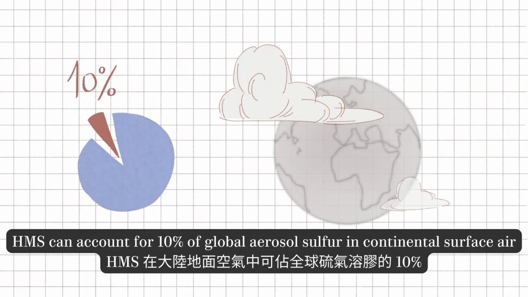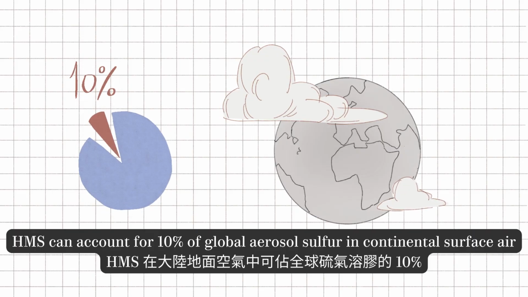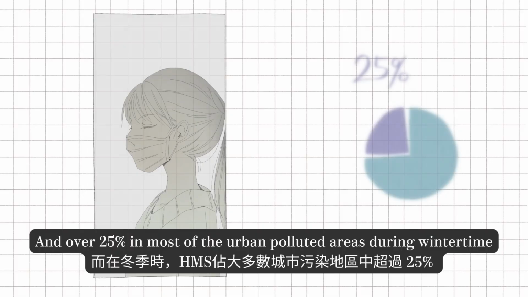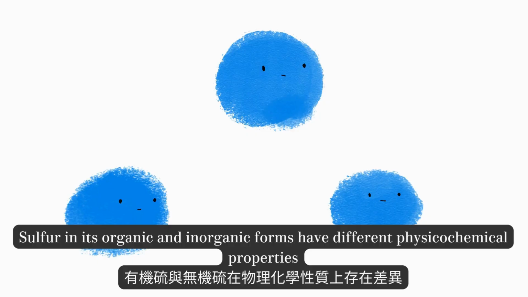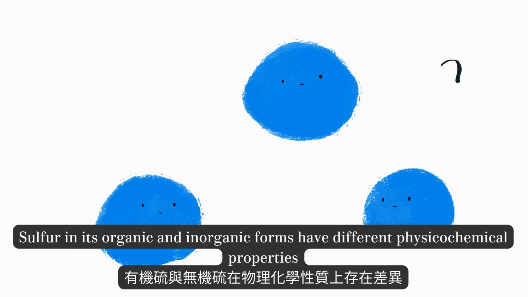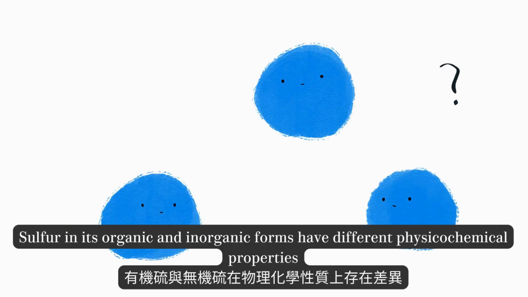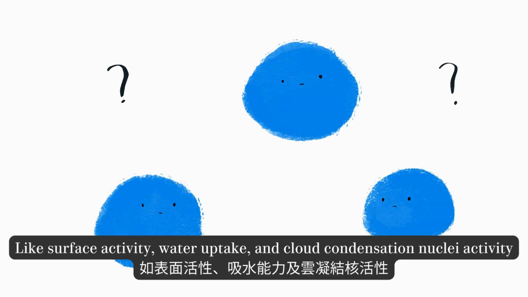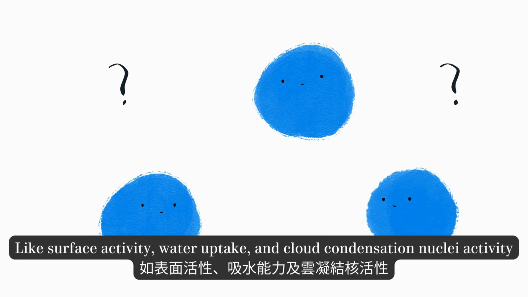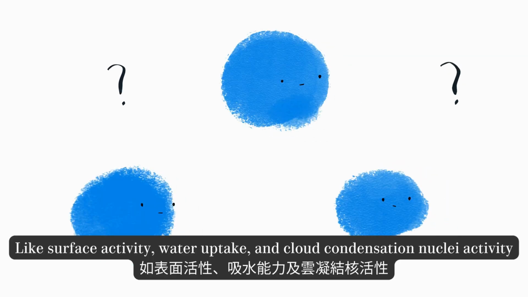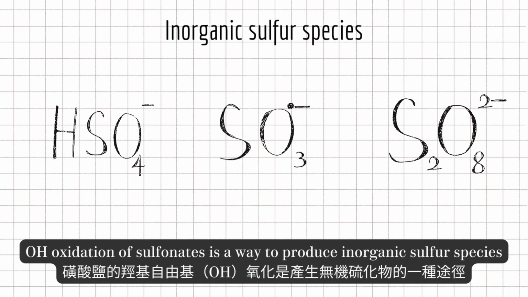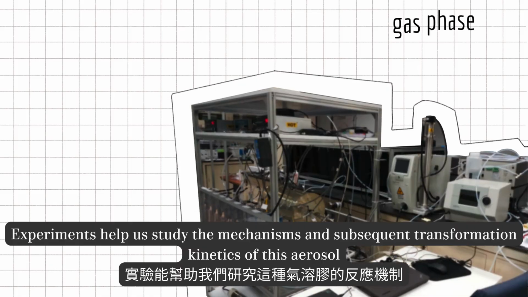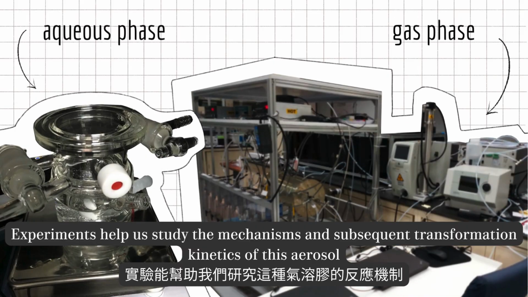HMS can account for 10% of global aerosol sulfur in continental surface air and over 25% in most of the urban polluted areas during wintertime. Sulfur in its organic and inorganic forms has different physicochemical properties, like surface activity, water uptake, and cloud condensation nuclei activity. OH oxidation of sulfonates is a way to produce inorganic sulfur species. Experiments have studied the mechanisms and subsequent transformation kinetics of this aerosol.